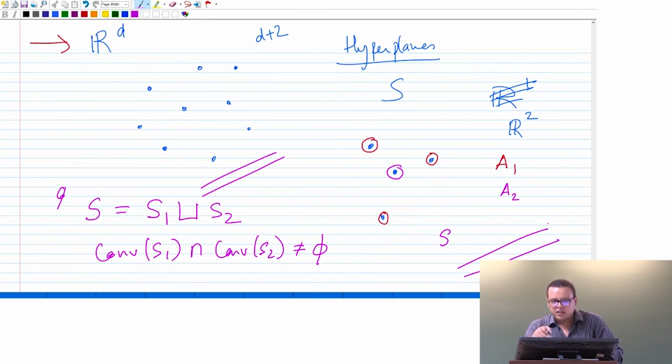Before I end, he had a question: how do we compute the sets S1 and S2? That is the question. Try to think, can I use convex hulls or convex sets somehow? Let us assume you know how to compute convex hulls in RD. Can you use that to get this set? That is a question to think about. Okay, I end.